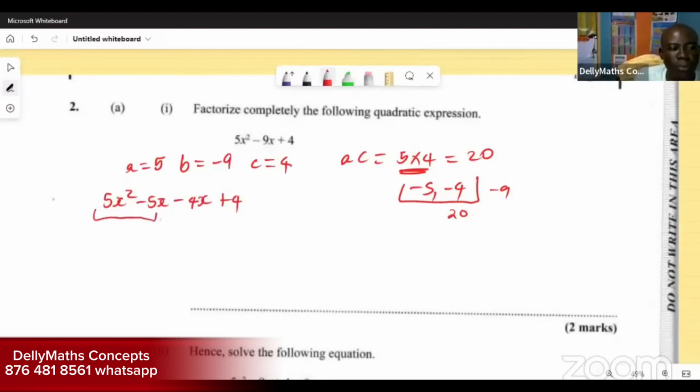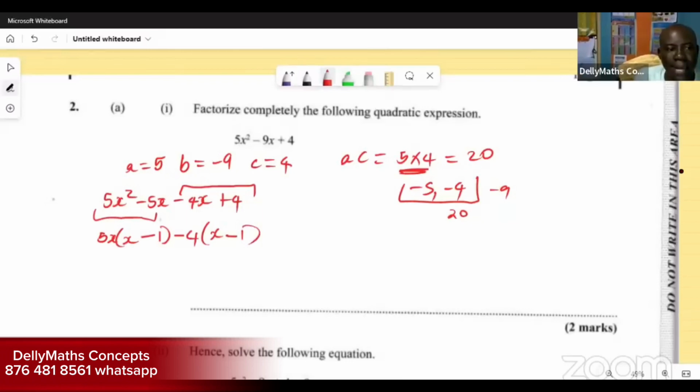We're going to group them in pairs. 5x is what I'm going to be using here. 5x into 5x squared, that is x. And 5x into -5x is -1. -4 into -4x is x. -4 into +4 is -1.